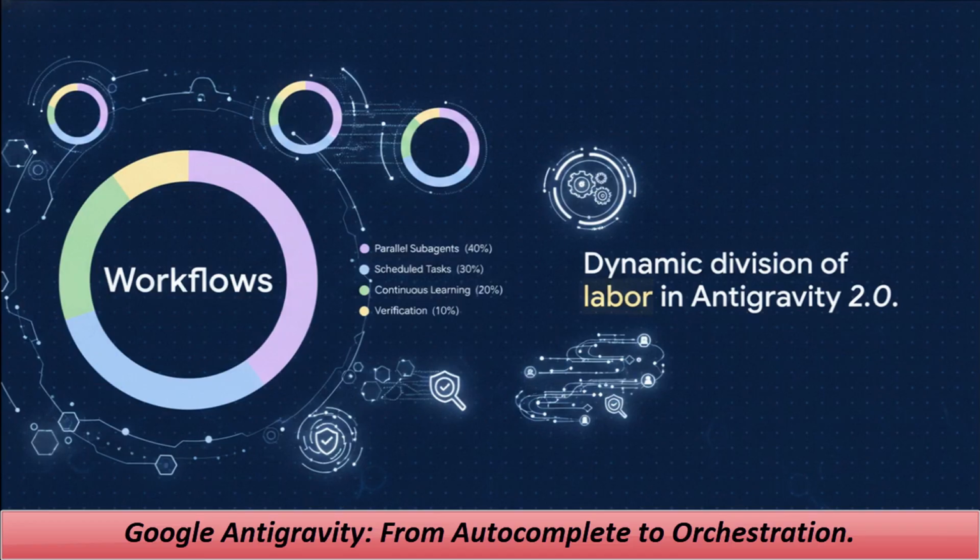To put that workflow into perspective, just look at this dynamic division of labor. We've got 40% of the workflow handled by parallel subagents and 30% running on scheduled automation. You no longer have to wait for one agent to finish before starting another. Multiple subagents can tackle parallel workflows, while cron-style scheduling runs automated background tasks completely unsupervised. It's true orchestration in action.